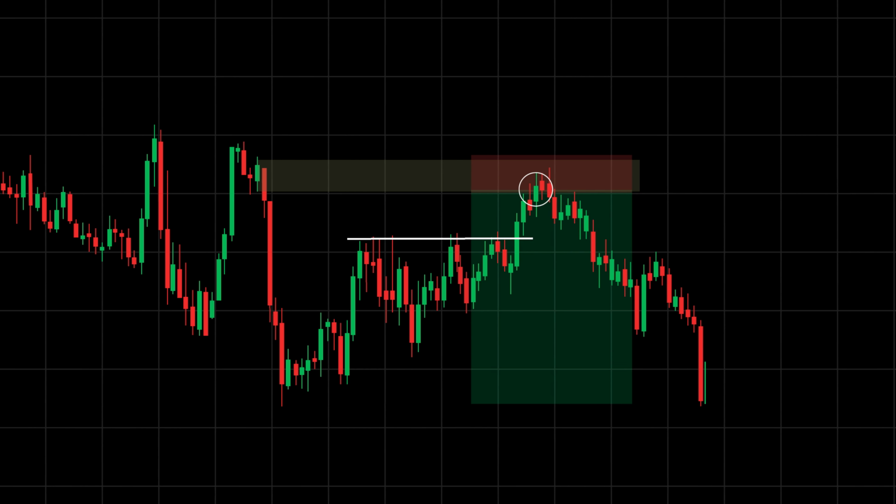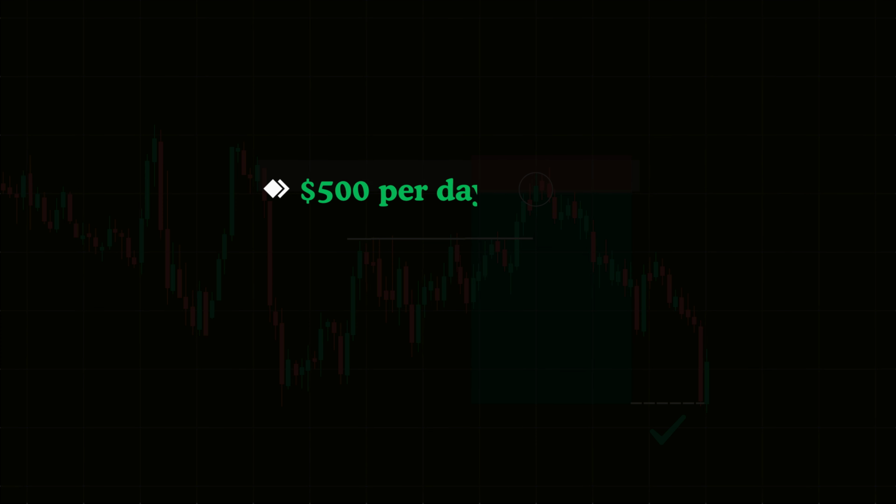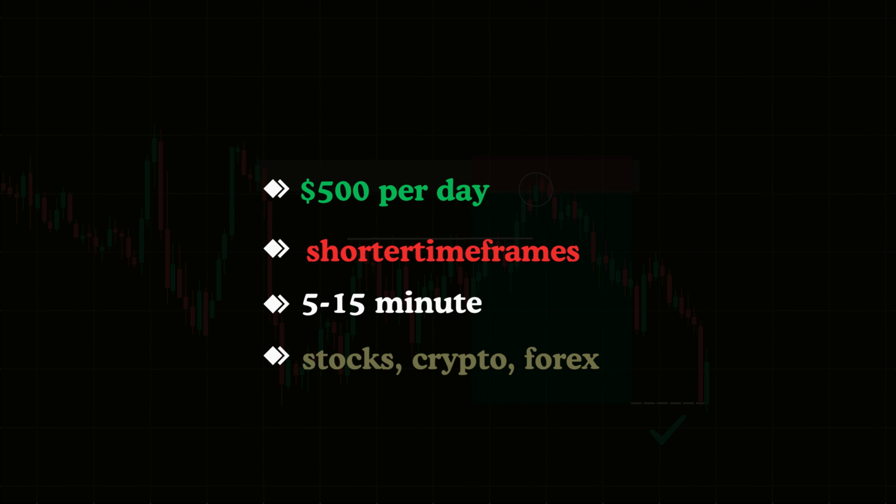This method is among the most effective strategies out there, and it's the exact approach that allowed me to make $500 a day simply by spotting this setup daily on shorter time frames like the 5 or 15-minute chart. And the best part, it's compatible with all assets, whether forex, crypto, or stocks.